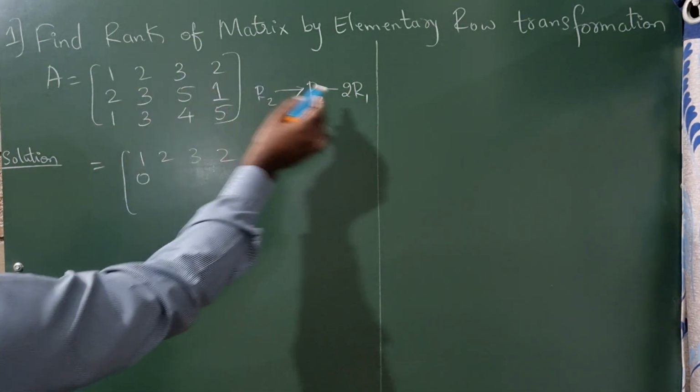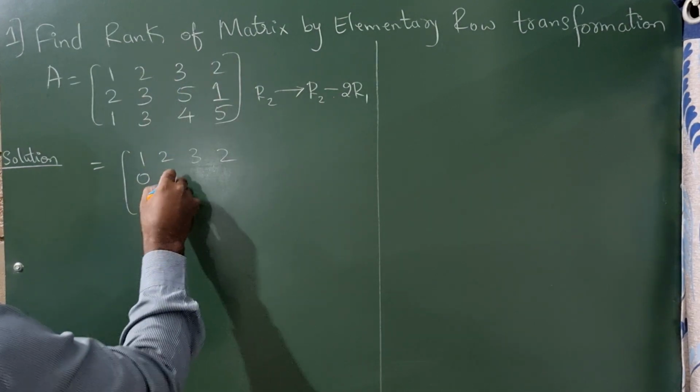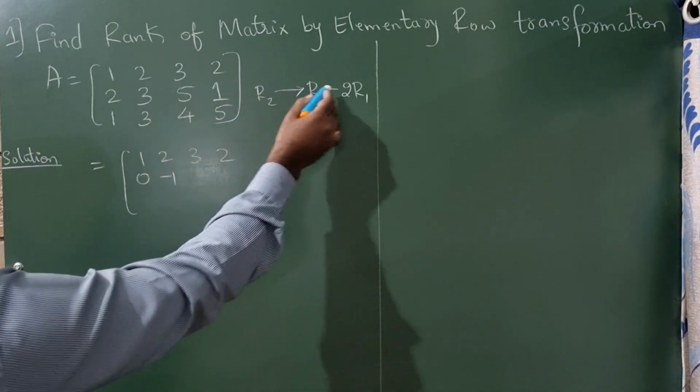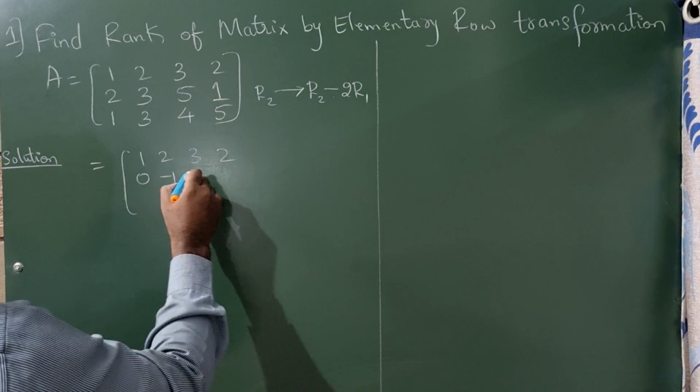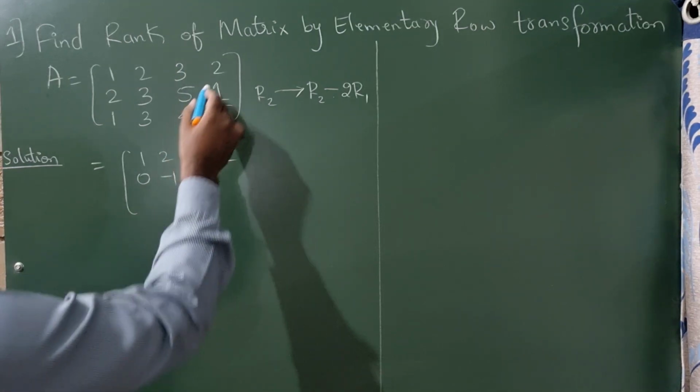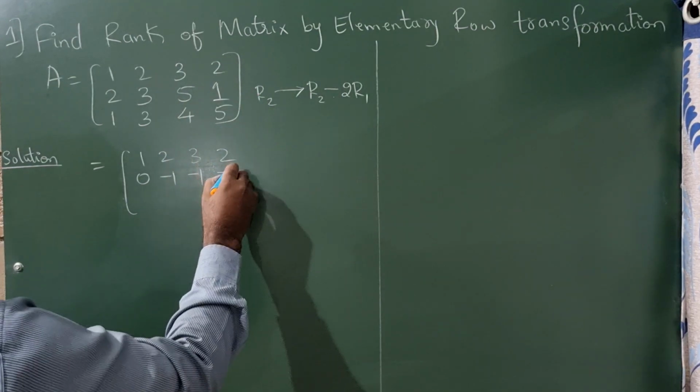Now 3 minus 2 2s, which is 4, will become minus 1. 5 minus 2 3s, which is 6, again will become minus 1. 1 minus 2 2s, which is 4, will become minus 3.